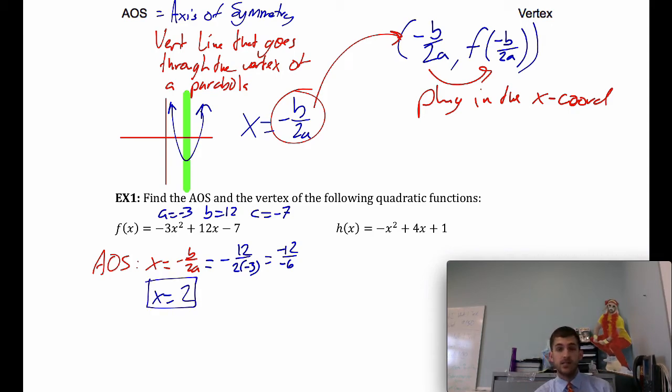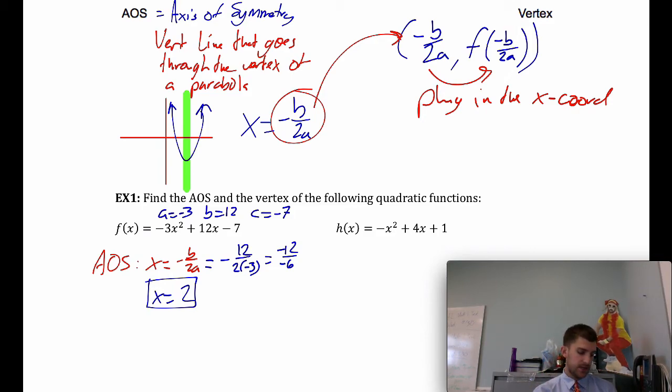Now when you're doing axes of symmetry, make sure it's an equation for a line. It should be x equals something. If you just said the axis of symmetry is 2, I'm just going to assume you're talking about how much money I have in my wallet right now. I have $2. But no, it's x equals 2. It's a line. We have to make sure we're defining that.